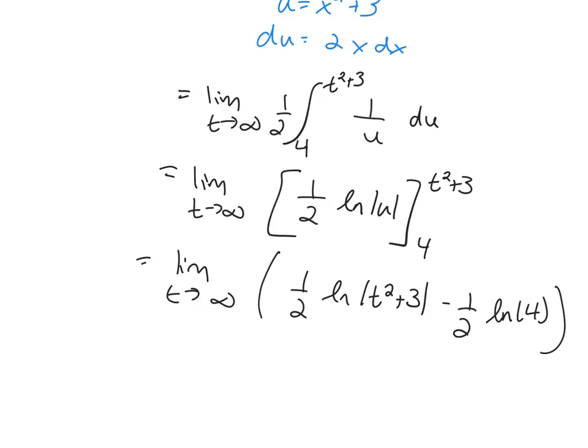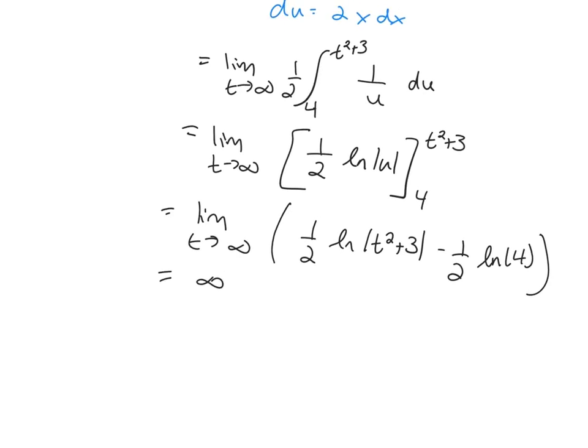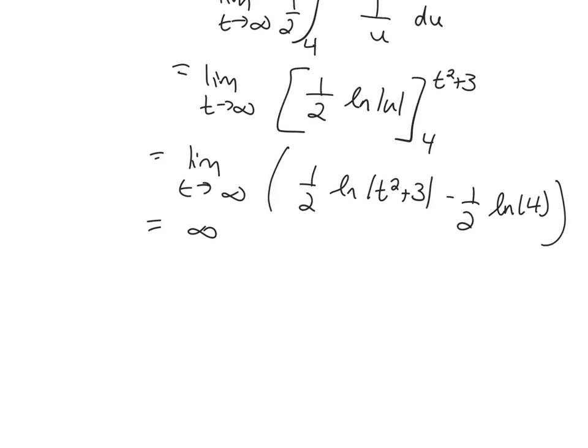What am I going to get for that limit? Infinity, right? The last term is constant, the 1/2 ln 4, but the first term, I go to the inside, t squared plus 3, that goes to infinity, and ln of x, as x goes to infinity, is infinity, so we're getting infinity here, right? So what does this tell us? That our series diverges. Our series diverges, okay?